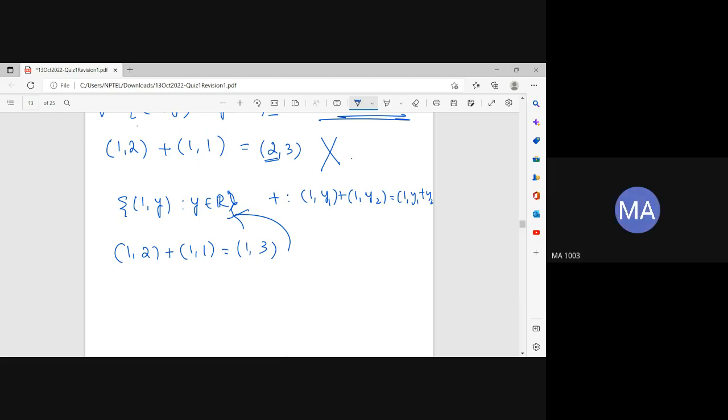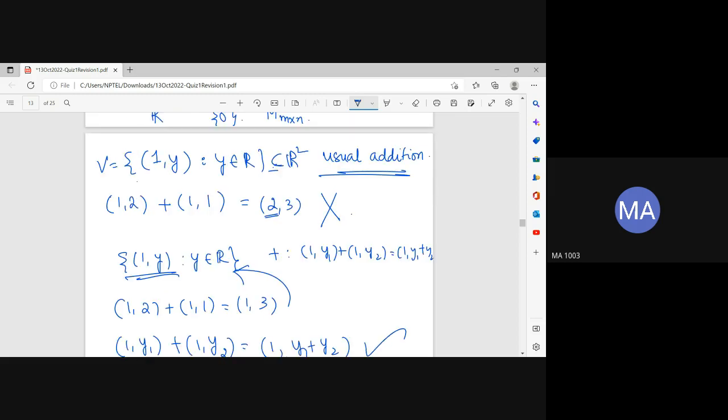You cannot say like that. For this set it holds. For these 2 elements it holds. But there may be some element where it does not hold also, right? So when you want to say something is true, you have to pick in general. 1 comma y1 plus y2 is of this form again, so this condition is satisfied. Here it is not satisfied, so I picked numbers.